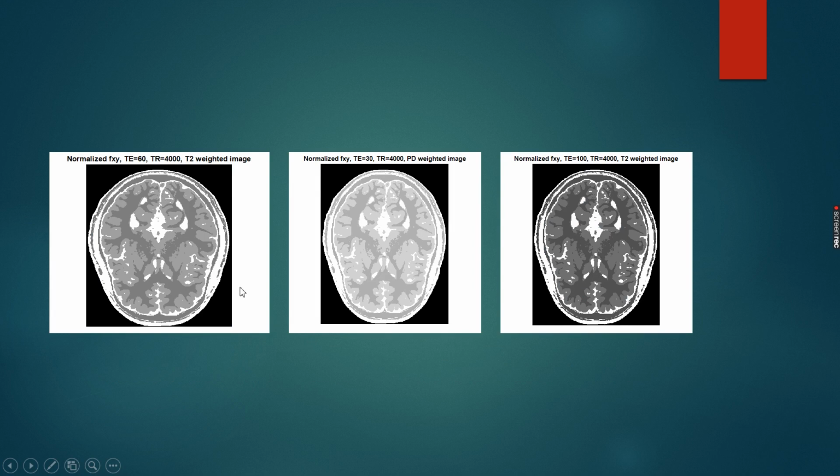Here we have figures 5, 6 and 7. Figure 5 is a T2 weighted image with TE equal to 60 milliseconds and TR equal to 4000 milliseconds, or 4 seconds. We have the PD weighted image, which has TE equal to 30 milliseconds and TR equal to 4 seconds. And we have again another T2 weighted image, which has a different echo time, around 100 milliseconds.